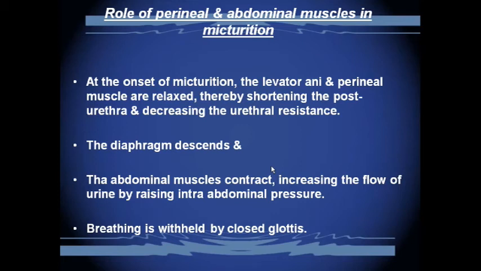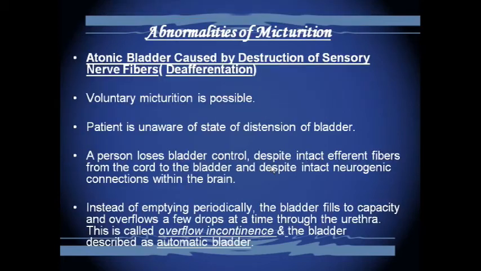So what is the role of perineal and abdominal muscles? At the onset of micturition, levator ani and perineal muscles are relaxed, thereby shortening the posterior urethra and decreasing the resistance. So resistance will be decreased. Then the urogenital diaphragm descends and abdominal muscles contract, increasing the flow of urine by raising intra-abdominal pressure.